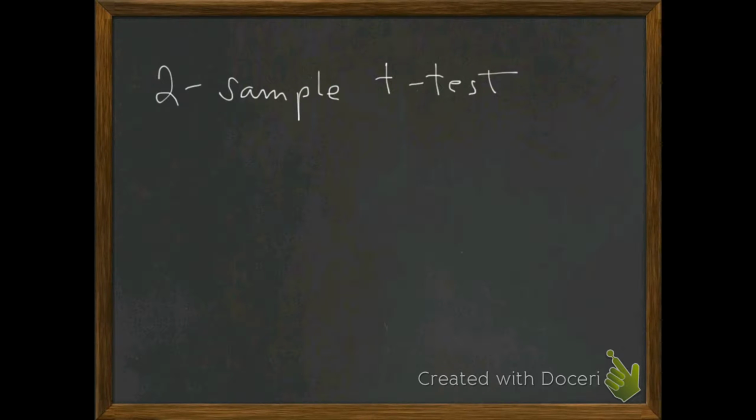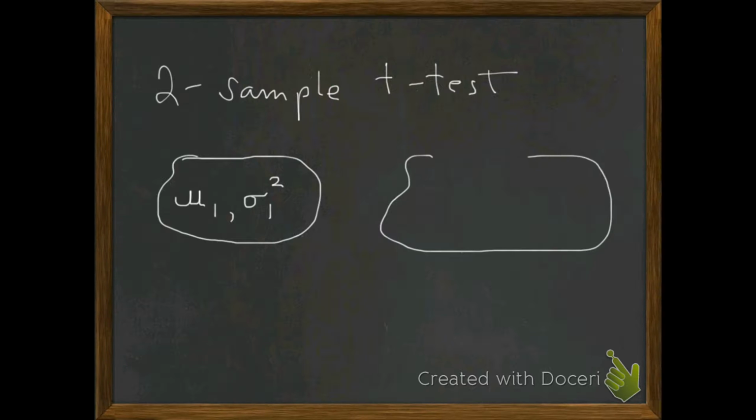And what we're going to do now is investigate what we call a two-sample t-test. Now, what you need to think about here is we have some population, and we'll call this population 1. This population has a mean, which we'll call mu sub 1, and it has a variance, which we'll call sigma squared sub 1. And then we have another population, which we'll call population 2. It has a mean, mu sub 2, and a variance that we'll call sigma squared sub 2.